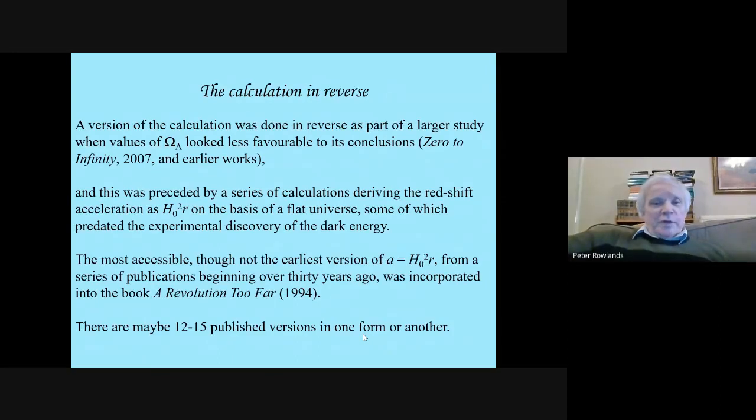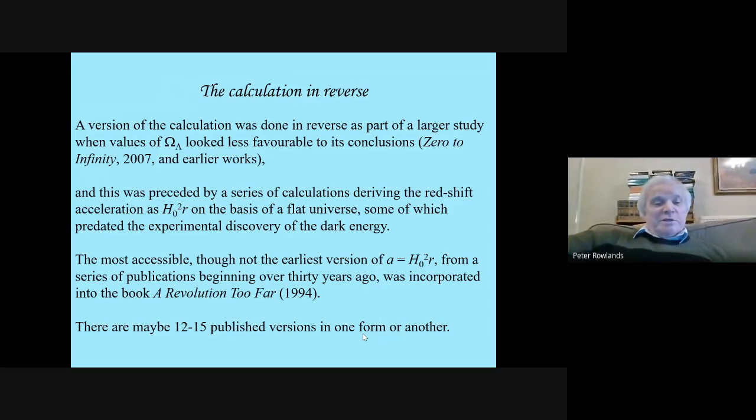So a version of this calculation is done in reverse as part of a larger study. So I start with the Machian argument and end up with the 2/3. And at the time when this was done, the values of omega lambda looked less favorable to its conclusion because we were still getting things like 74%. But that's in 0 to infinity and several earlier works as 2/3. And that itself was preceded by a lot of calculations deriving the redshift acceleration as h0 squared r on the basis of assuming that a flat universe was true. And many of them predate the experimental discovery of the dark energy.